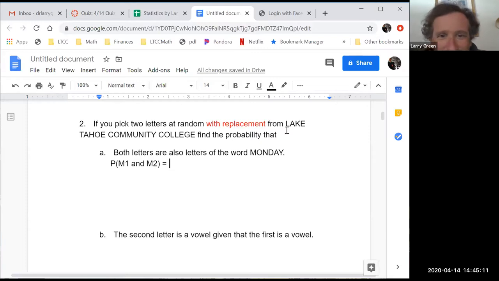Okay, so Lake: L is not, A is, that's 1. K is not, E is not. So we just have 1 from Lake. Then Tahoe: A is, that's 2, and then O is, that's 3. E's not. And from Community: C's not, O is, M and M are both. So that's 6 so far. N yes, T no, Y yes. That's 8. C no, O yes. L, L, E, G, E no. So I count 9.